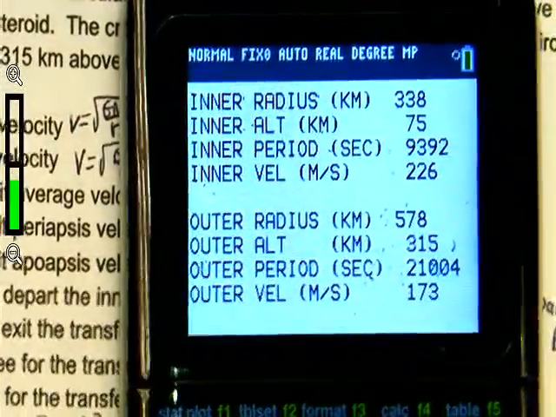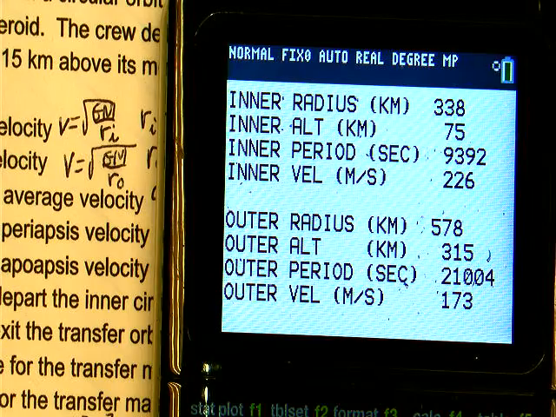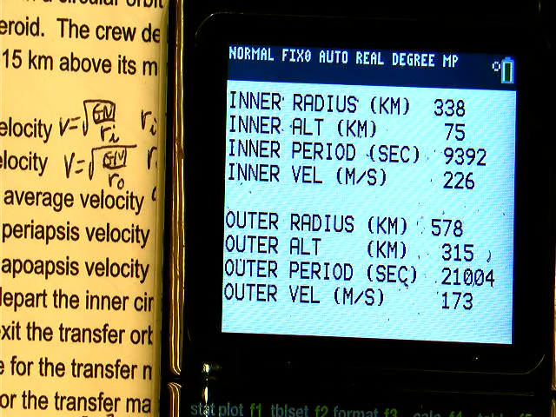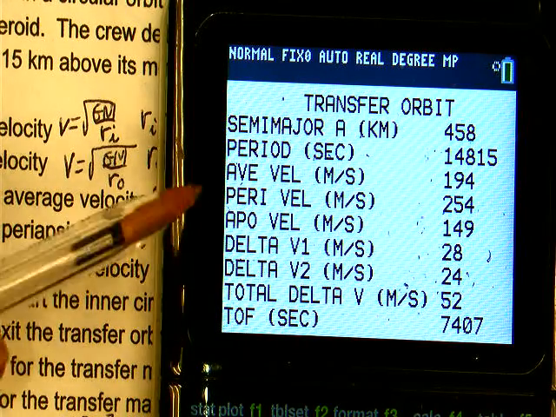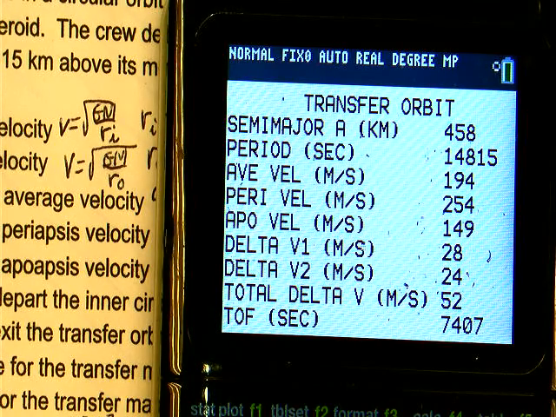So for the program, it says the inner orbit velocity is 226 meters per second. The outer orbit velocity is 173 meters per second. The transfer orbit average velocity is 194 meters per second. The transfer orbit periapsis velocity is 254 meters per second. Part E, the apoapsis velocity is 149 meters per second.